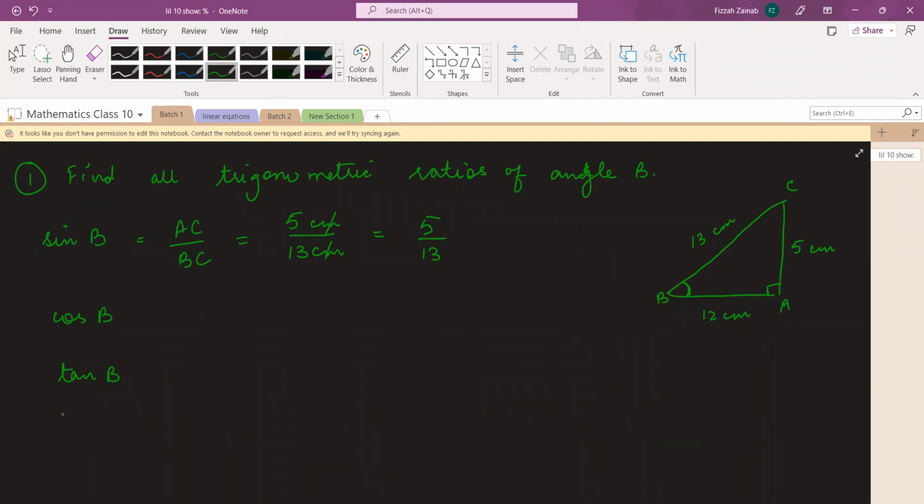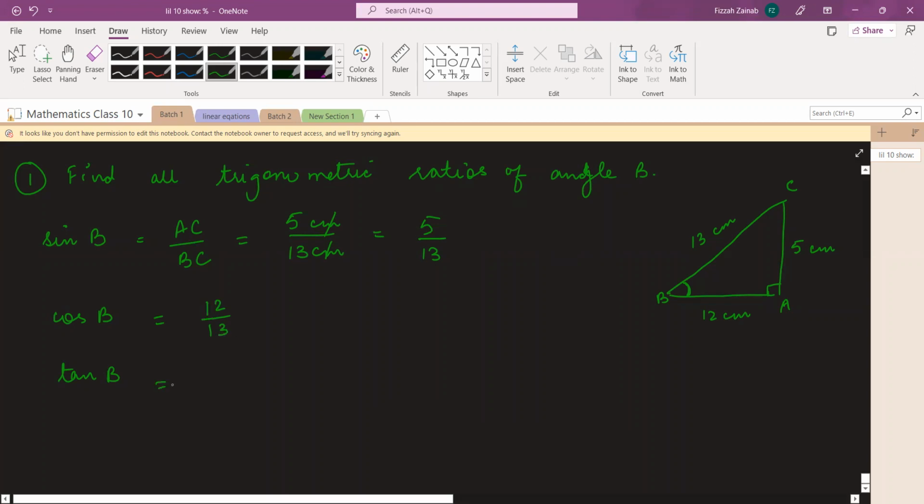Is it 12 centimeter by 13 centimeter? Sorry, AB by BC. So how much in numbers? 12 centimeter by 13 centimeter. So centimeter cancels out, okay? So it is 12 by 13. Is everybody getting it?